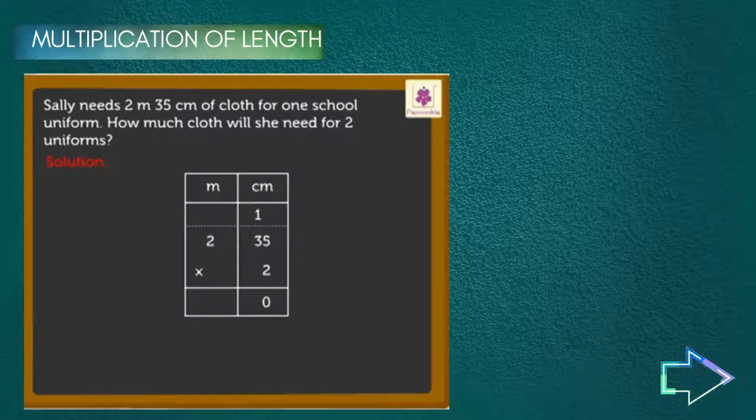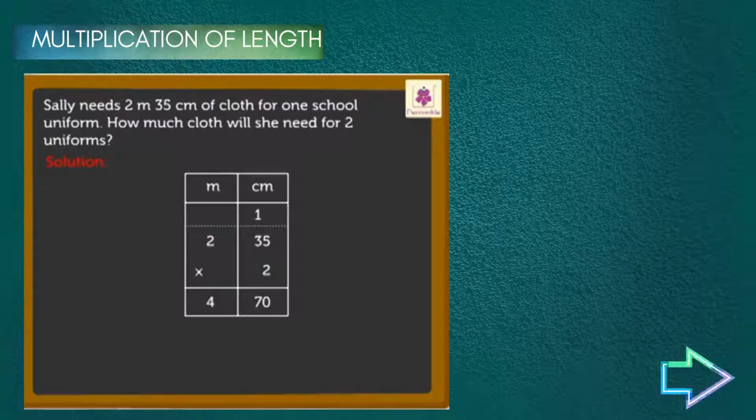After that, multiply the digit in the tens place, that is 2 into 3 is equal to 6. Now, add 1 ten to 6 tens, which is equal to 7. Next, multiply the digit in the meter column with the multiplier, that is 2 into 2 is equal to 4.